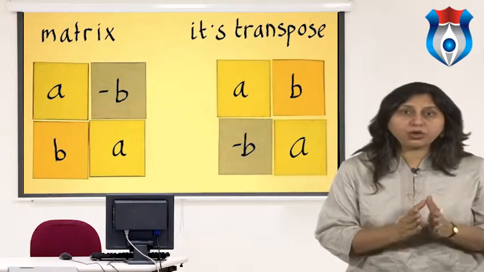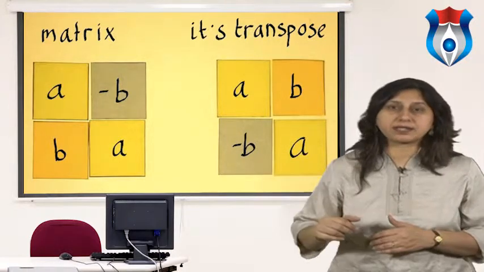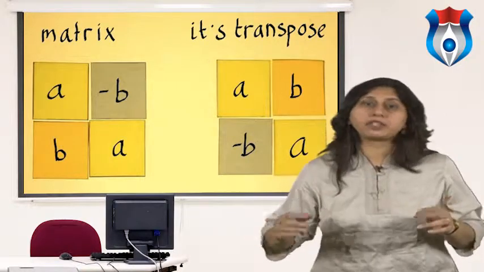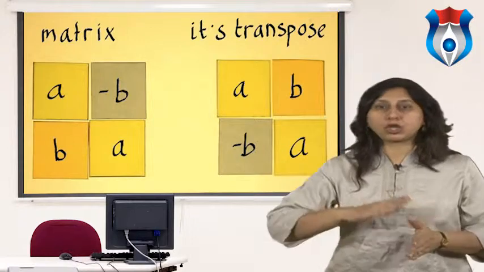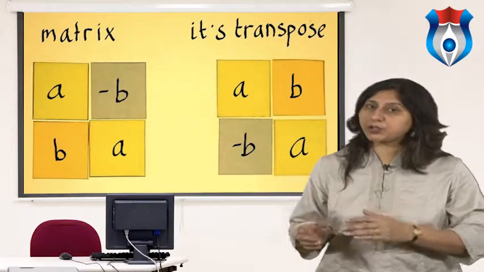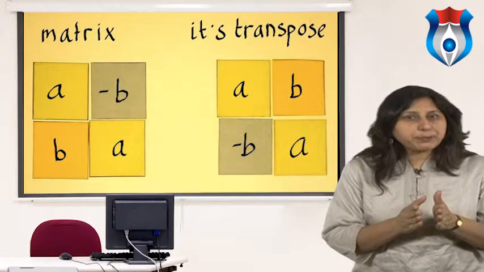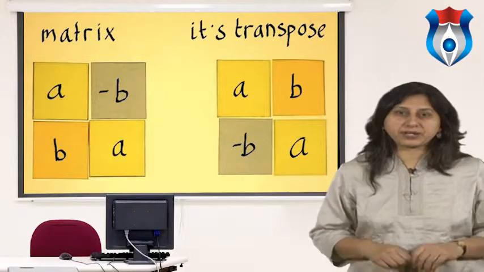The first row of a matrix becomes the first column of the transpose matrix. The second row of the matrix becomes the second column of the transpose. The transpose of a row vector will be a column vector and the transpose of a column vector will be a row vector. The transpose of a symmetric matrix is simply the original matrix.